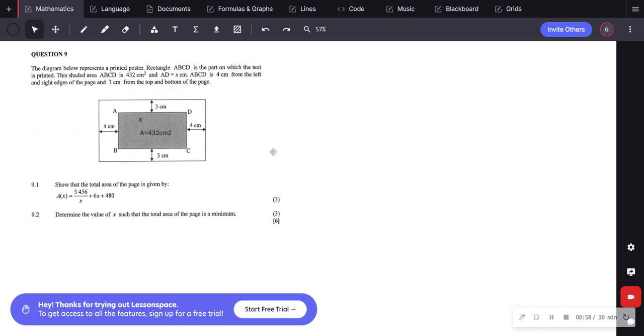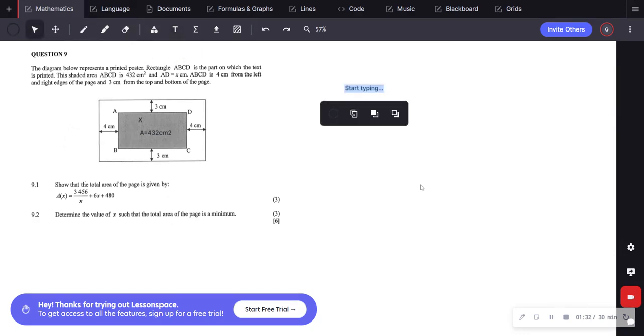Okay, so what we need to do is calculate the X and the Y components of the larger rectangle and multiply them together. So what we have is AD, which is X, and the area of the shaded area, 432 centimeters squared. So with that information, we can calculate the Y component of the shaded area in terms of X.